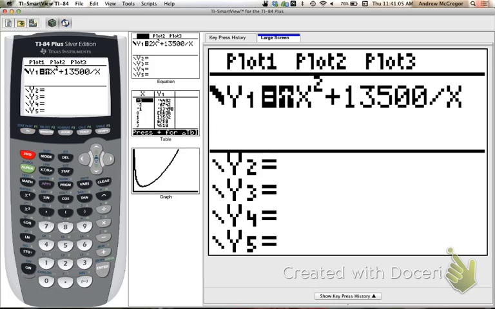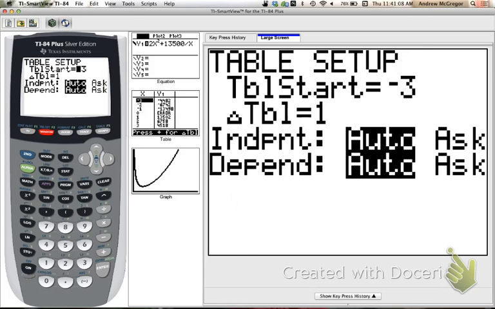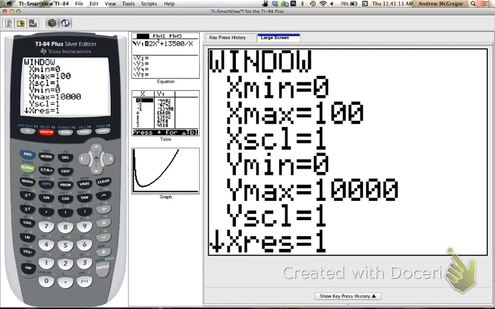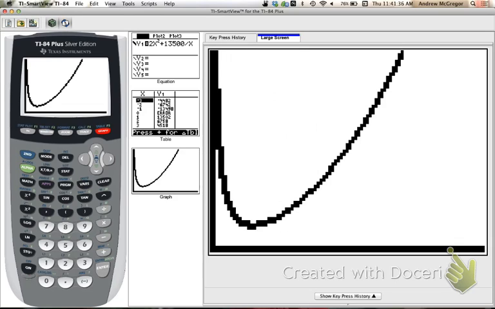Go to second window, window, not your table, yeah, window, there we go. 0, 100, and then if you do 0, 10,000. Why is our x min and y min 0? Not negative. We're not going to have negative area, right? Negative volume. All right, after you do 0 to 10,000, you can graph it. And it looks like the Nike symbol. It's a quadratic with what's called a slant asymptote, which we haven't talked about yet.